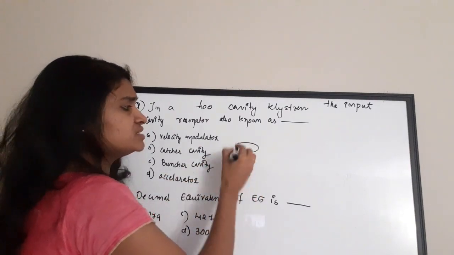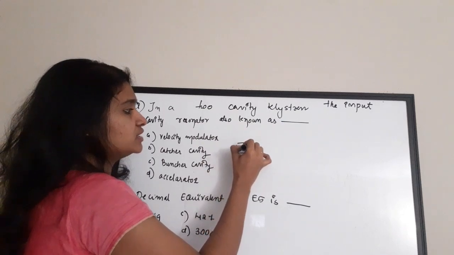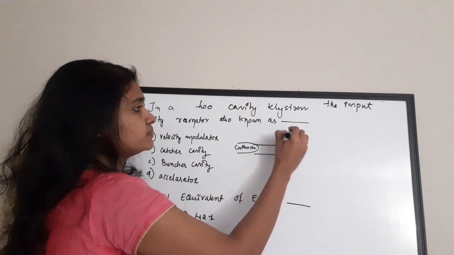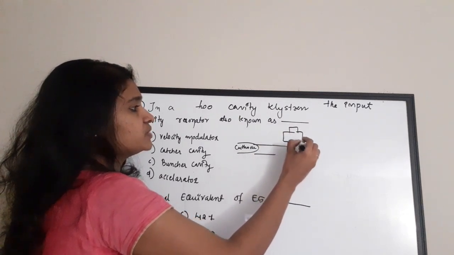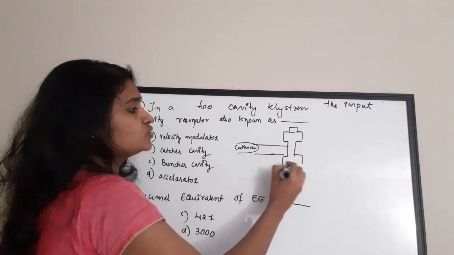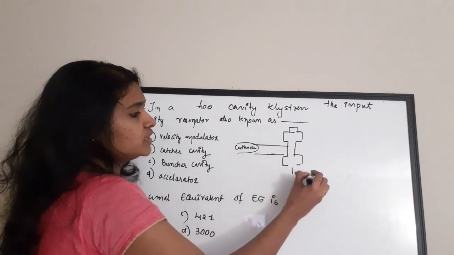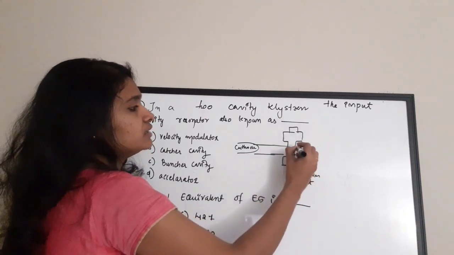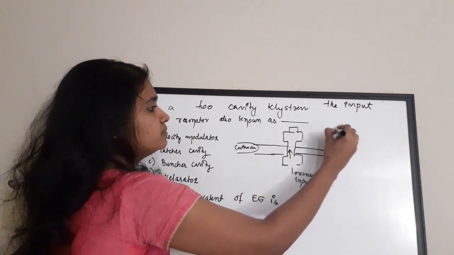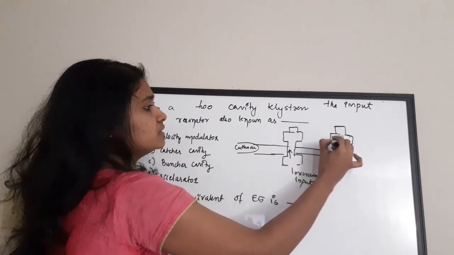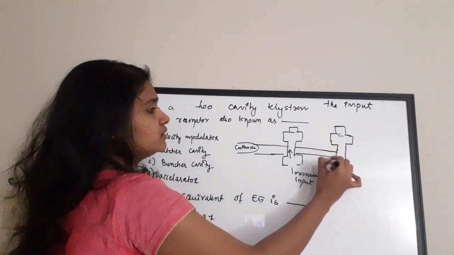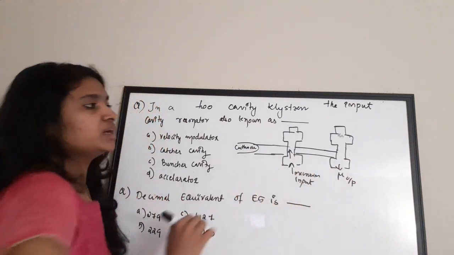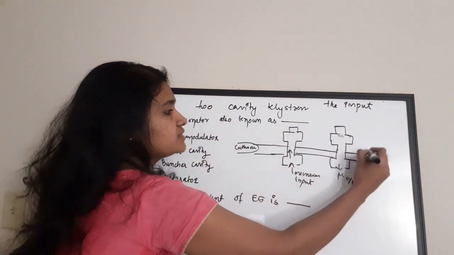I'm just drawing a rough figure. So there is a cathode here. There is one cavity here, like this. This is one cavity where we are going to apply our input, that is the microwave input. I'm going to apply it here. Then there is the next cavity here, from where I'll be taking my microwave output. So here I'm going to take the output. Then there is a collector here.